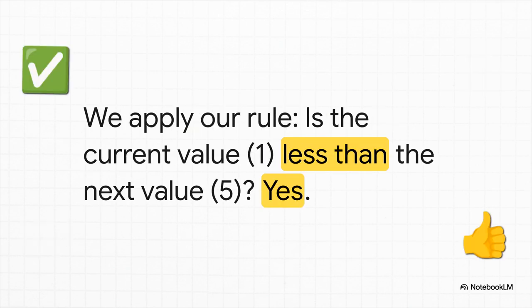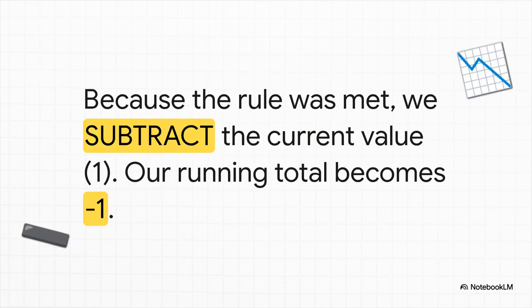So we ask our question, is the current value, 1, less than the next value, 5? Well, the answer is a clear yes, and that triggers the special subtraction case. Because the rule was triggered, we take the current value of 1 and subtract it from our running total. Our score, which started at 0, is now -1. I know, it feels a little weird, but trust the process.